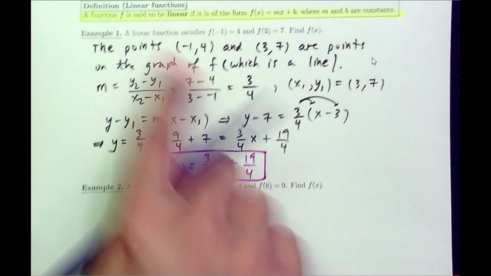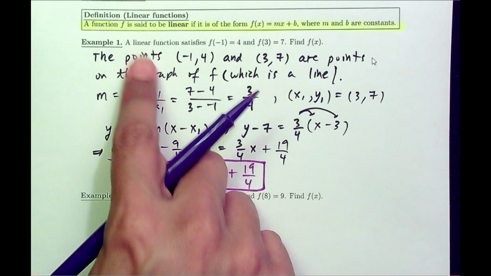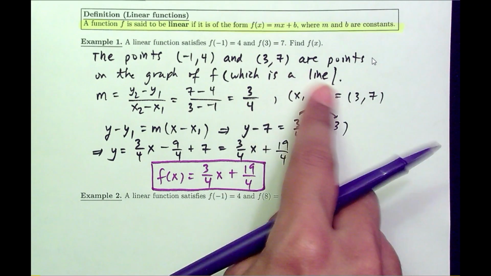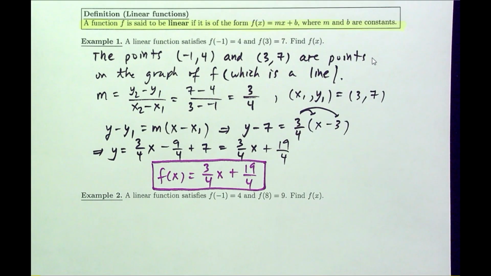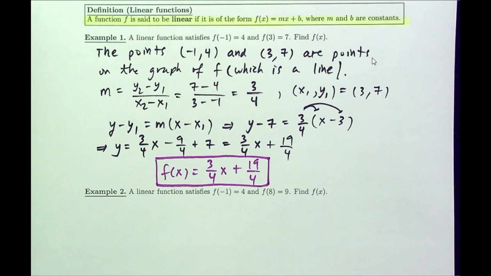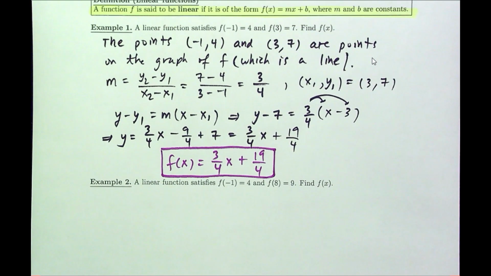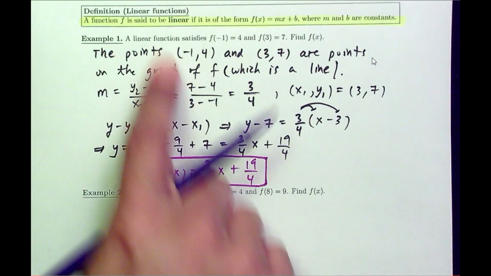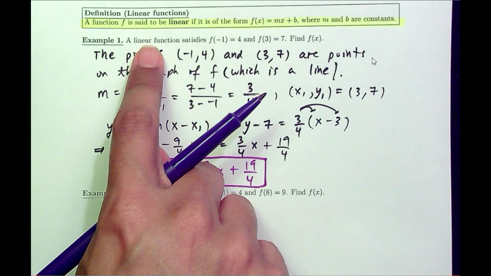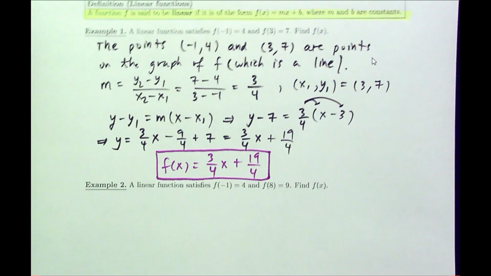But if you look at it, it's worded very differently, and we just had to translate it to something we are familiar with. So this means there are 2 points on the graph. The graph is a line. And how do I know it's a line? Well, they're telling me I'm looking for a function whose graph is a line. It says a linear function.